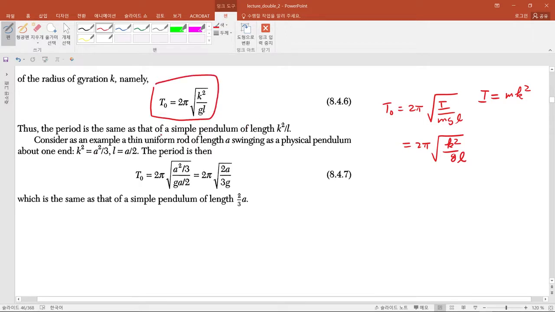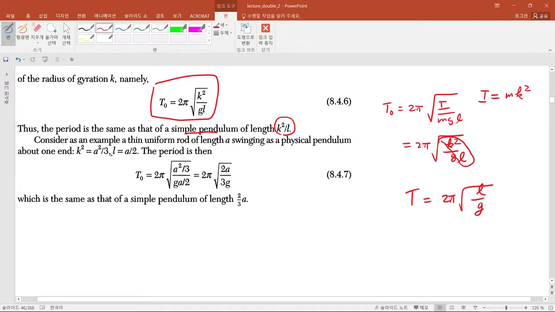So the period is the same as the simple pendulum of length k squared over l. Remember, the simple pendulum period was 2 pi square root of l over g. Therefore, the effective length is this one, k squared over l.